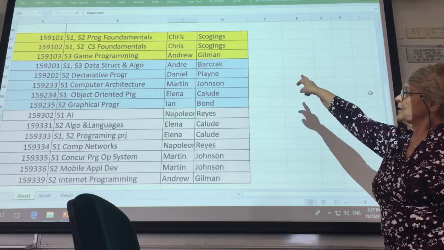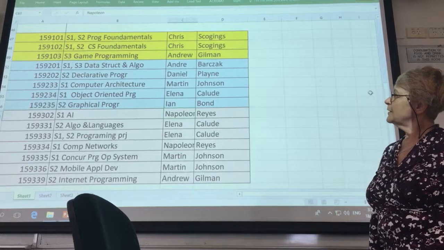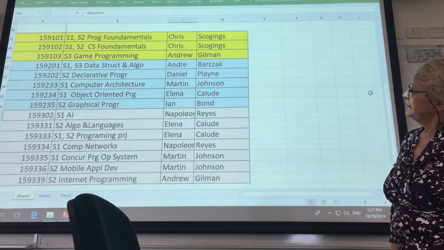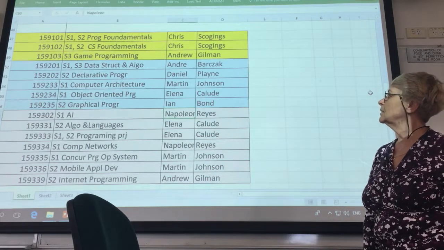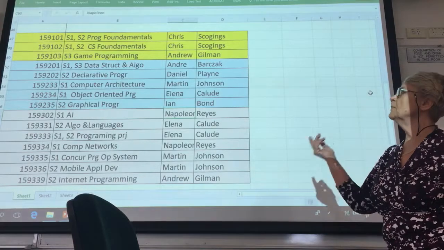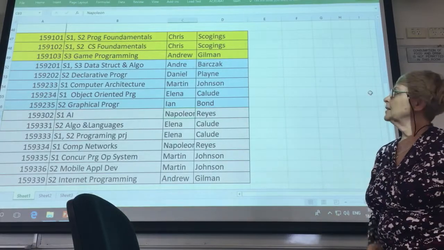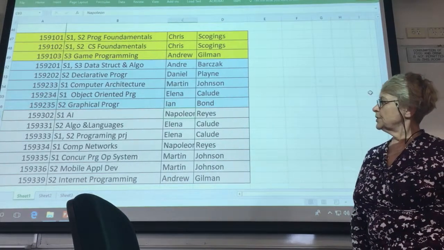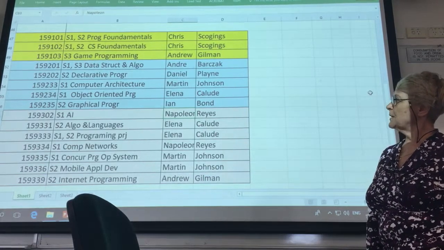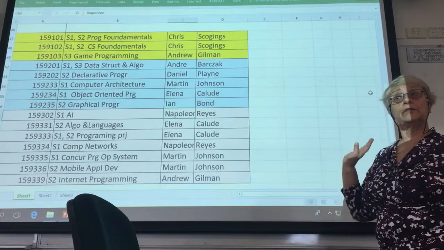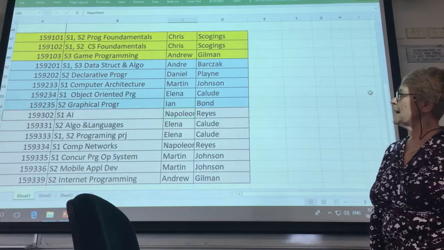Semester 1 and semester 3, data structure and algorithm, Andre is teaching. Semester 2, declarative programming, Daniel. Semester 1, computer architecture, which looks a little bit at hardware, but mostly at software at the lower level, from what I understand. Computer architecture, Martin Johnson is teaching. Object-oriented, I will teach again next semester, and it's offered only in semester 1. Semester 2, graphical programming, taught by Yen.